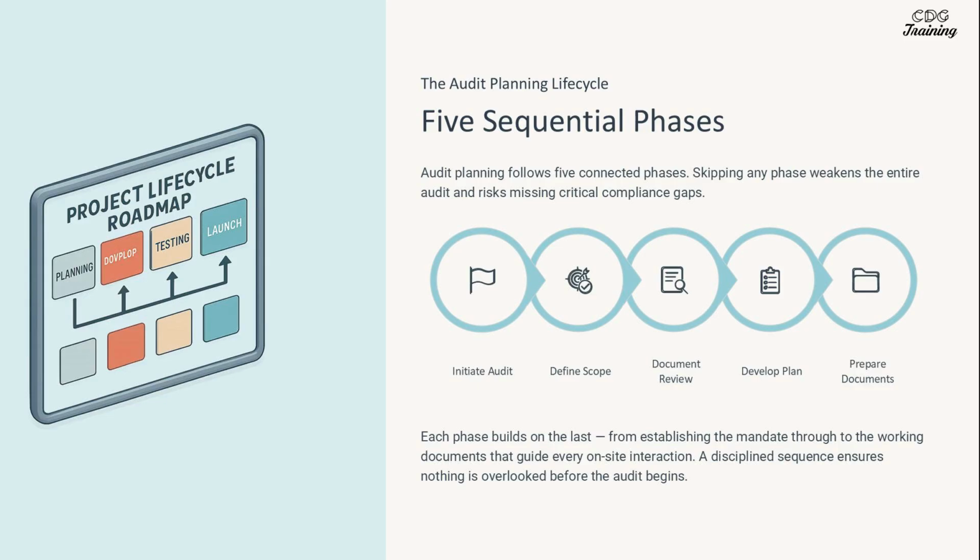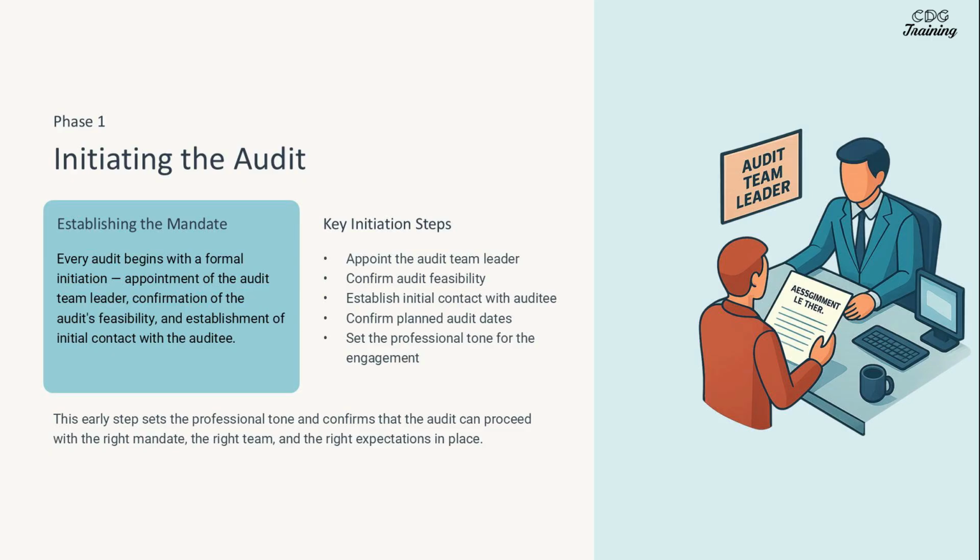Audit planning involves 5 sequential phases. Each phase builds on the last, ensuring no critical compliance gaps are overlooked before the audit begins. Initiating the audit sets the professional tone. It involves appointing the audit team leader and confirming the audit's feasibility and initial contact with the auditee.